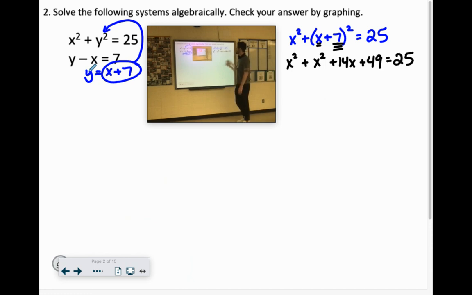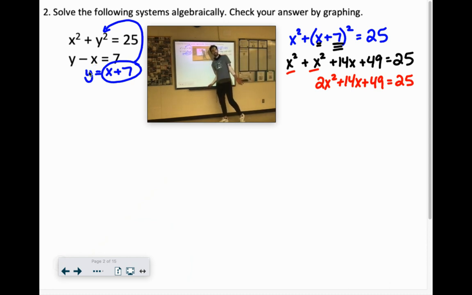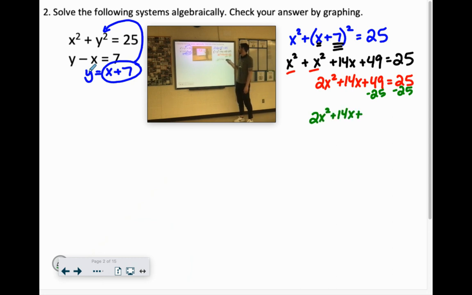So here's our new equation. Let's simplify some stuff. X squared plus x squared is 2x squared plus 14x plus 49 equals 25. Now when we have these x squared ones, most likely we're going to be factoring. So when you're solving by factoring, you want it equal to 0. So we're going to have to subtract the 25. That would give us 2x squared plus 14x plus 24 equals 0.